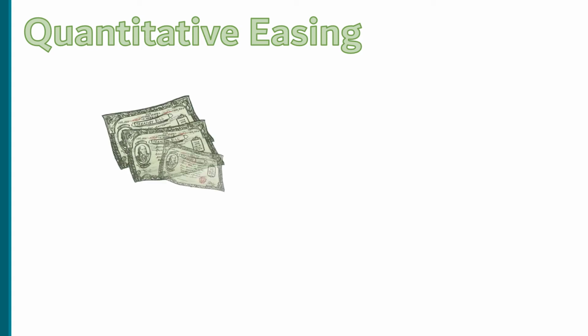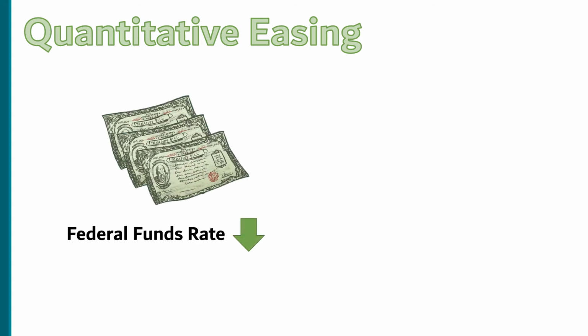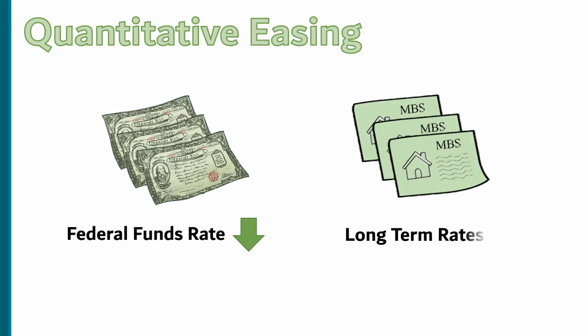Normally, the Fed would limit its purchases to T-bills, which are a short-term asset, and so the Fed really only influenced short-term interest rates like the federal funds rate. But with that at zero, they turned to purchasing other long-term assets like mortgage-backed securities, longer-term treasury securities, and even bonds issued by state and local governments.